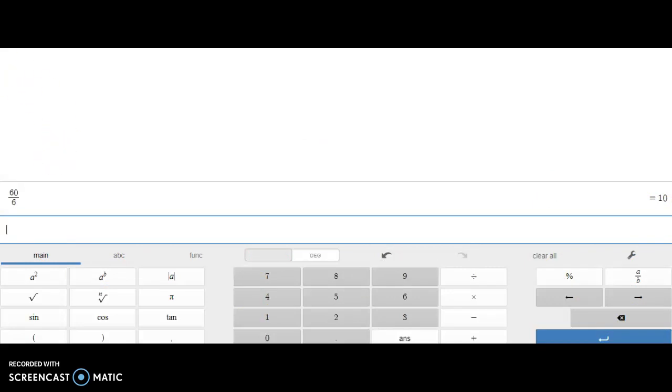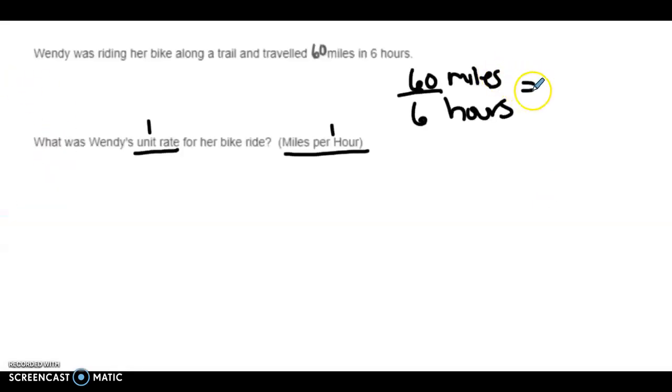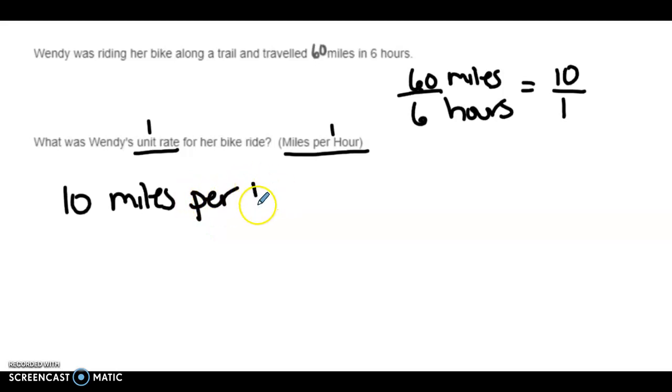So let's go back to our paper. Now remember, we said on a previous problem that if the calculator gives you a whole number, you can always turn it back into a fraction by putting a 1 on the bottom. So by reducing this fraction 60 over 6, we get 10 over 1. And what that tells us is that she goes 10 miles per 1 hour, which would be the unit rate, because unit means you want to break it down into 1.